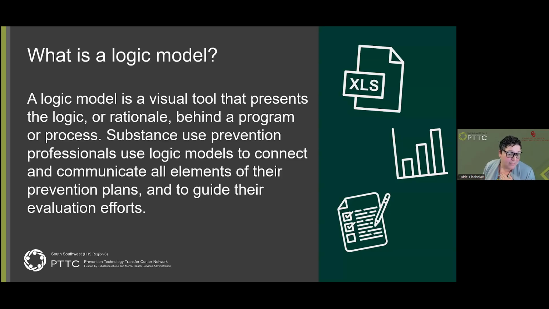Would anybody be willing to either come off mute or put in the chat? I'd love to hear just one way that you have used a logic model that has been beneficial to you. And I do know we have a wide range of experience in this space. So some folks may be sort of just getting a taste of what logic models are. Others of you have probably been building these for years and running them. That's great. I'd love to hear all of that. But I would love to hear one example, someone who's used a logic model.